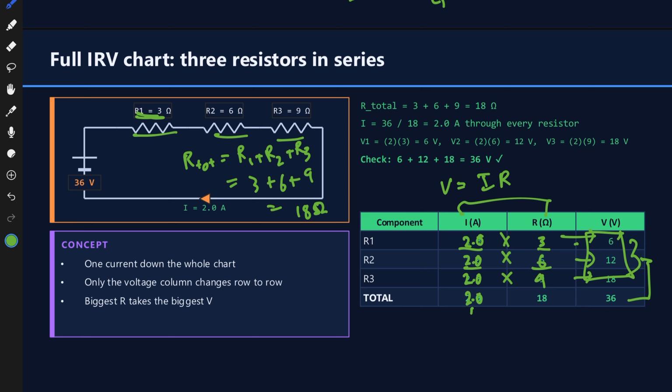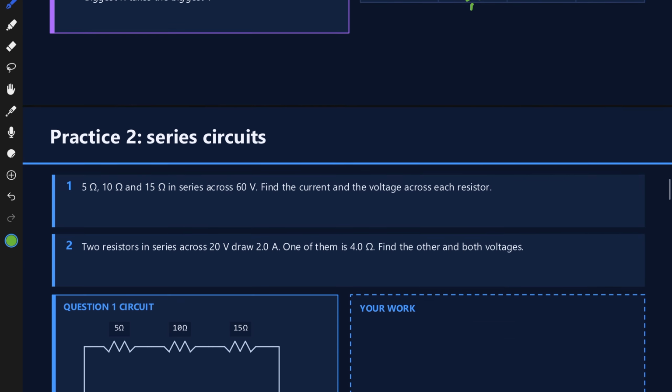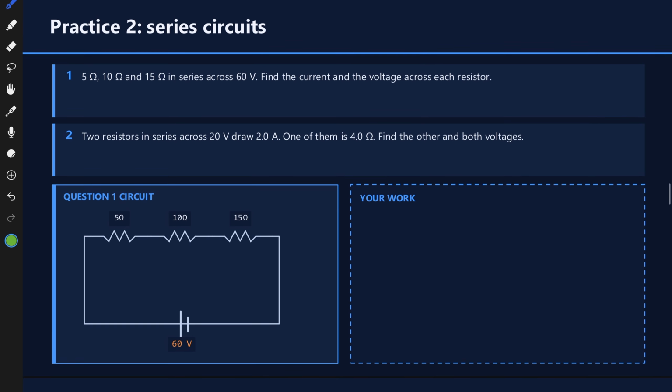So multiple ways to approach this problem, but you're going to get the same answer however you decide to do it. Okay. So let's try practice 2 for series circuits. 5 ohms, 10 ohms, and 15 ohms are in series across 60 volts. Find the current and the voltage across each resistor.